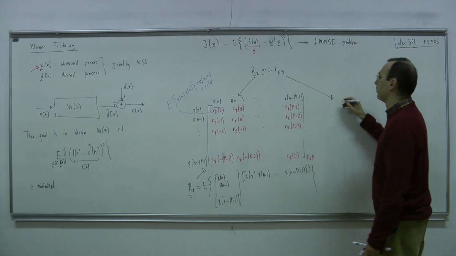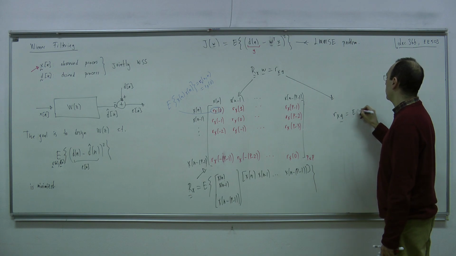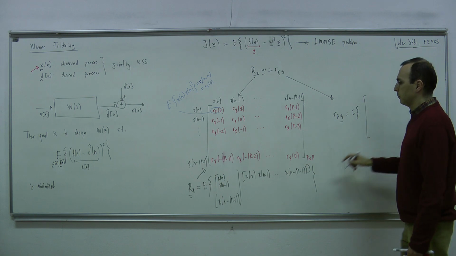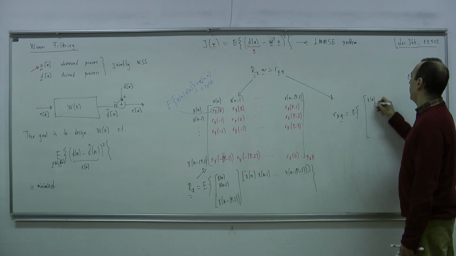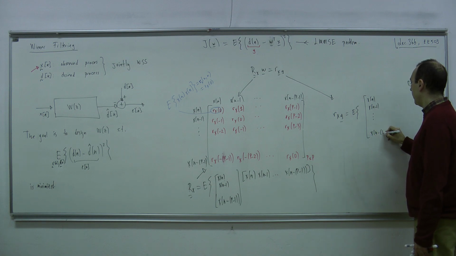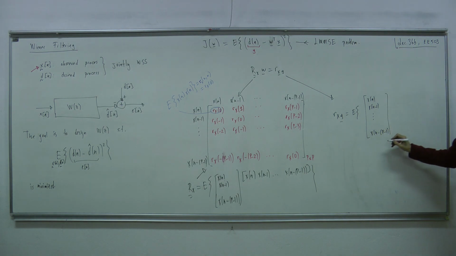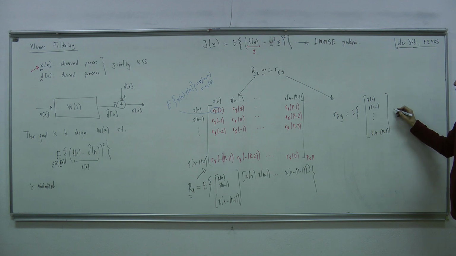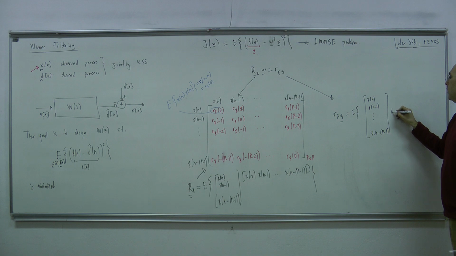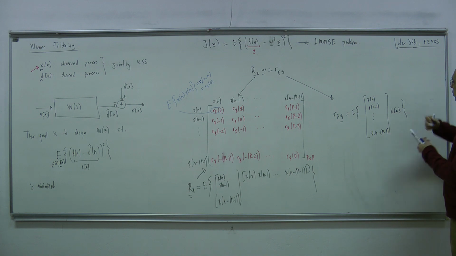Let me write this one. So this is Rxy. This is the expected value of this vector, x of n, x of n minus 1, down to x of n minus p minus 1. Because this has only p taps, this is a p by 1 vector times y. But what is our y? Y is d of n. So let me write d of n immediately for this. But clearly, this is y.